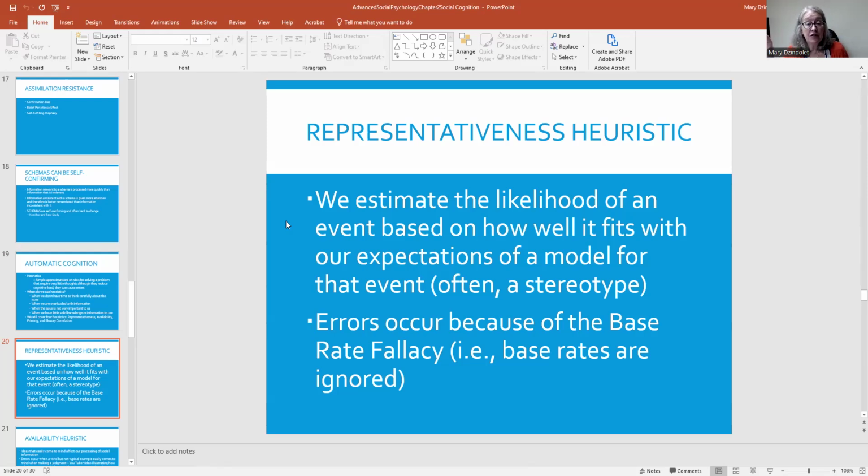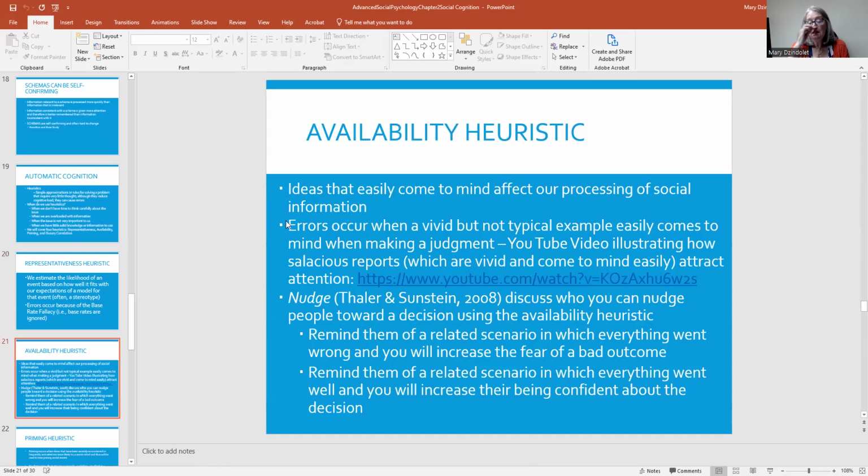It can lead to errors, but a lot of the time it's correct. Does that make sense? Much of the time it is correct. People who match our stereotype or schema of someone who falls in that category, a lot of the time they are like that. And so it gets us the right answer a lot and saves us a lot of cognitive energy. Another heuristic is the availability heuristic.